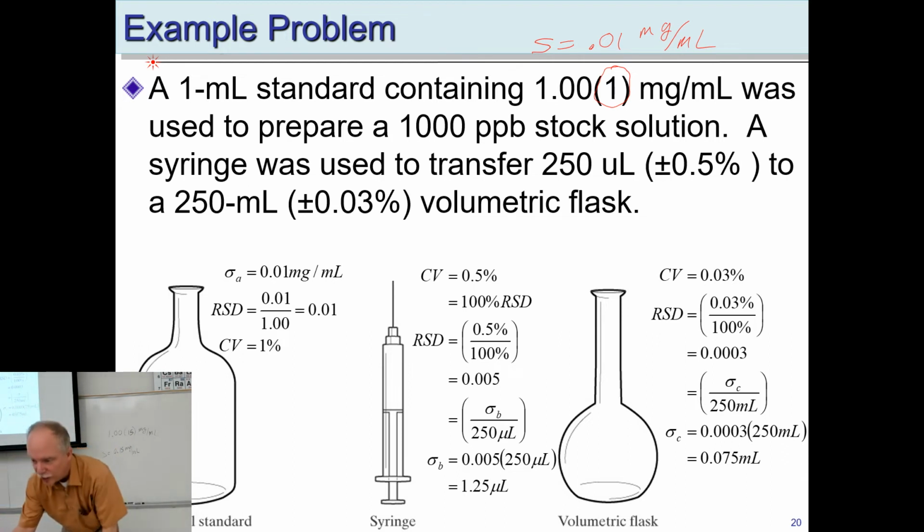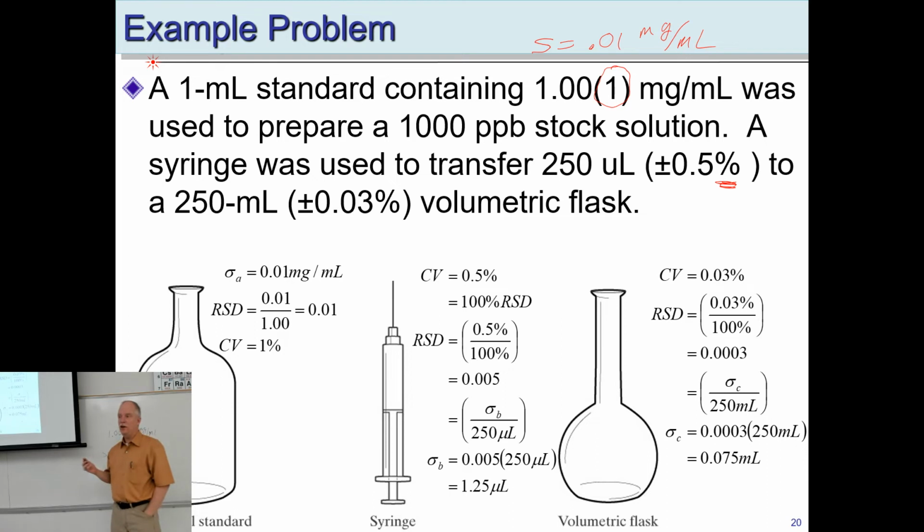And it was used to prepare a 1,000 parts per billion stock solution, and we don't know the uncertainty in the stock solution. That's what we're going to try to figure out. The syringe was used to transfer 250 microliters, plus or minus 0.5%. Now we've got a percent here. So percent is a coefficient of variation. So that's actually a fraction. That's the uncertainty divided by the value.